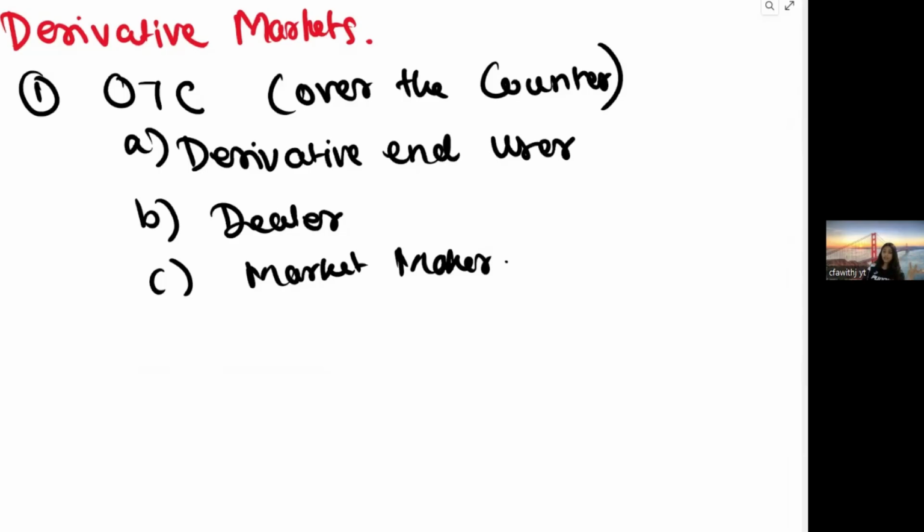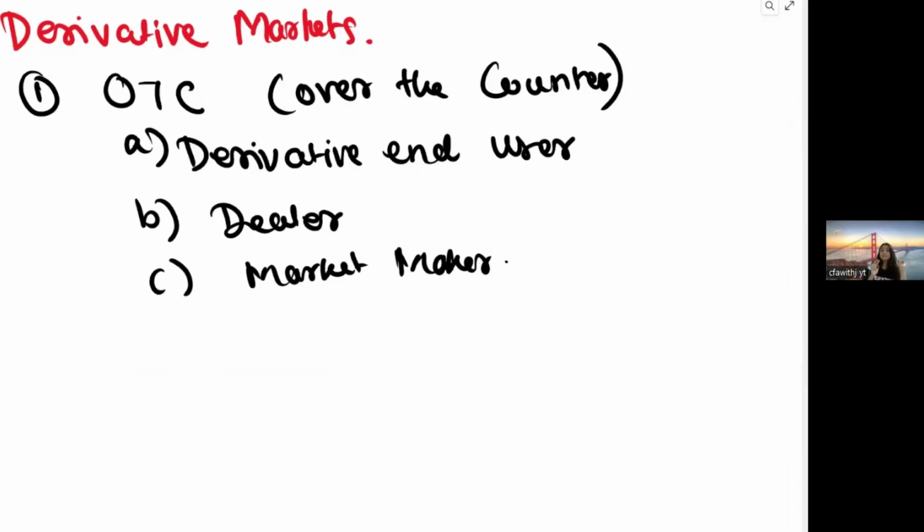Who is a derivative end user? The one who uses the derivative contract or the underlying asset in that contract for his own personal purpose or for his business, but he is the end user of the underlying asset of the contract. He doesn't sell it forward or anything. He is the end user. That is what a derivative end user means.